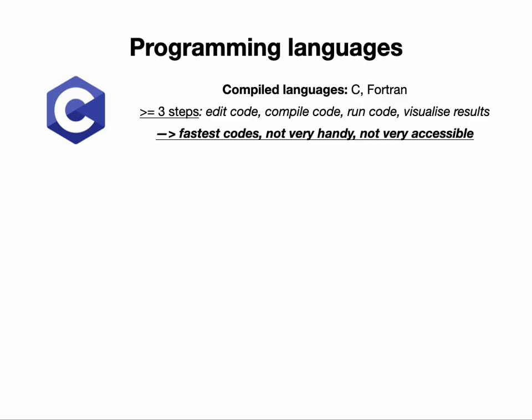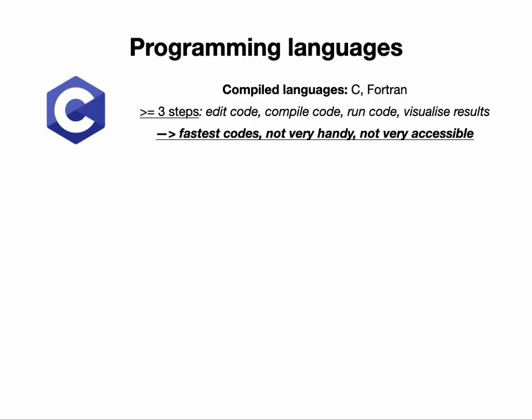So let's briefly review some of the languages. The C language is what we call a compiled language. In scientific programming, C and Fortran would be examples of compiled languages. So in practice, how does it work? There would be more or less 3 steps.